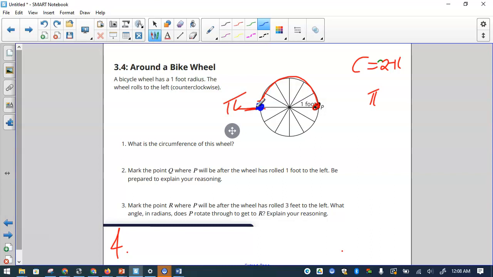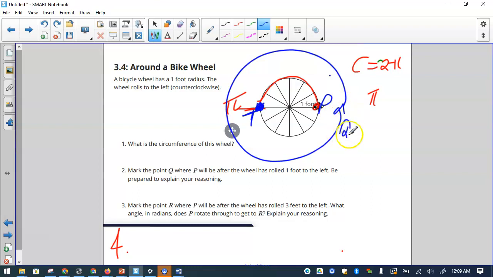Since pi is half of the circumference of the wheel, after rolling pi feet to the left, the point P will be at the point we can mark T, maybe here. So that's the point T, directly opposite to the point P on the circle. And since 2 pi feet is a full circle, this whole thing is like 2 pi.